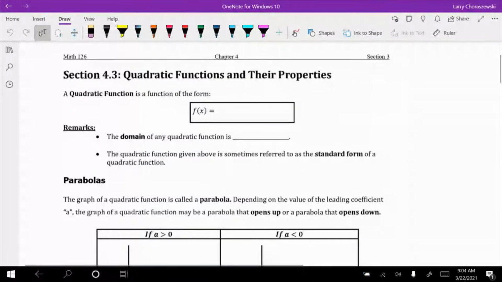Okay, I hope you're sitting down for this definition, much like I had you sit down for the definition of a linear function. A quadratic function is a function of this format, f of x, that's our function notation, and the expression is going to be ax squared plus bx plus c.